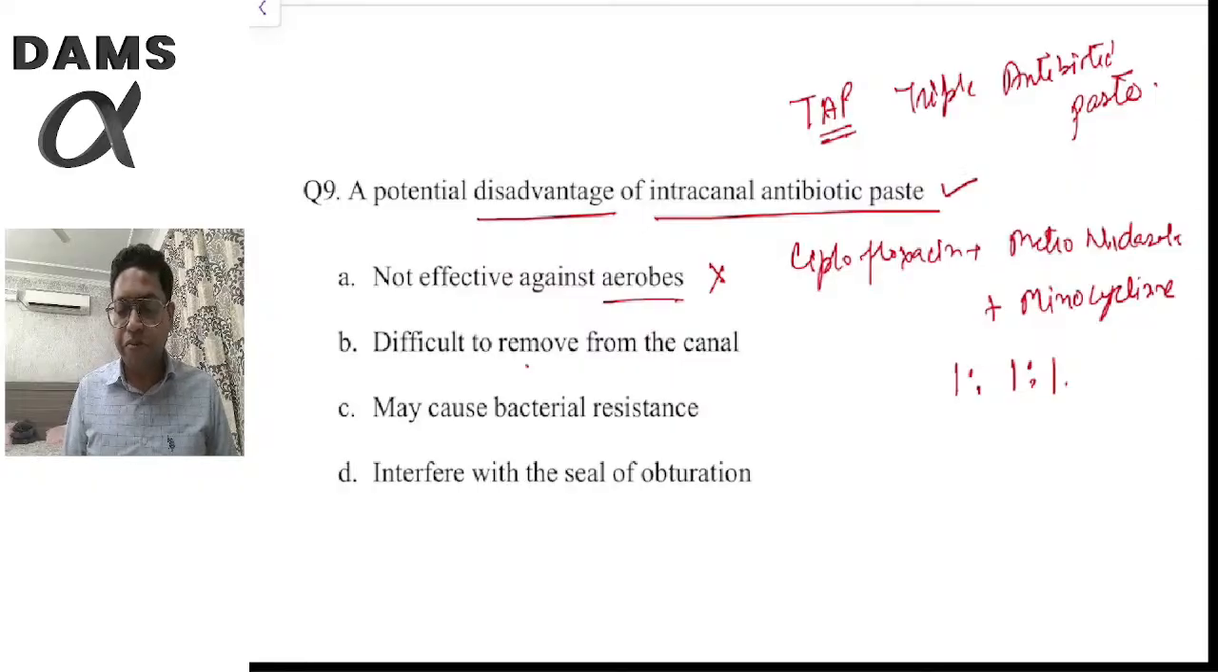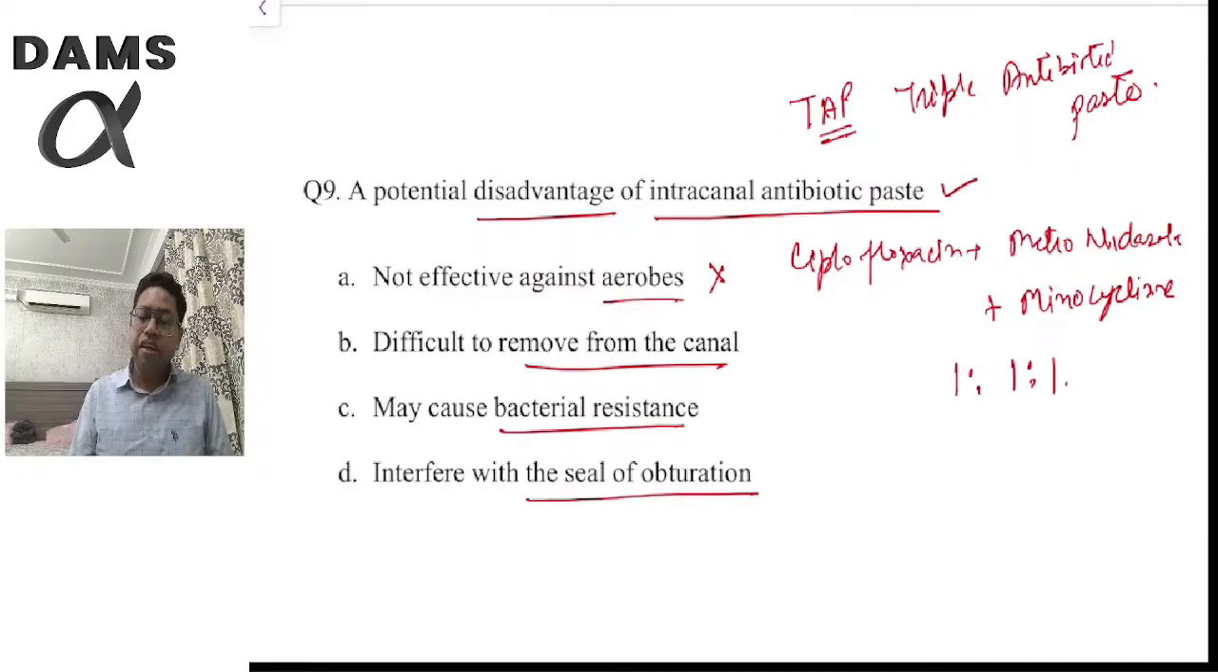It is difficult to remove from the canal, may cause bacterial resistance, and it interferes with the seal of obturation. See, it is not difficult to remove from the root canal. What intracanal medicament is difficult to remove from the root canal? Calcium hydroxide is difficult to remove from the root canal, and not triple antibiotic paste. Triple antibiotic paste can be easily removed by flushing with sodium hypochlorite from the root canals and gentle mechanical agitation.